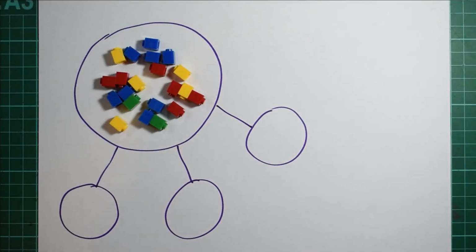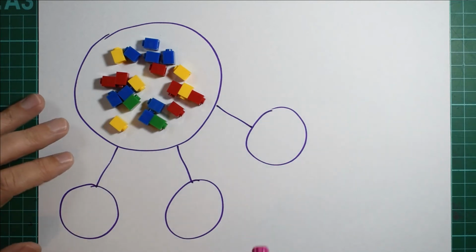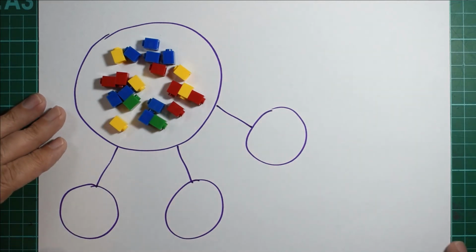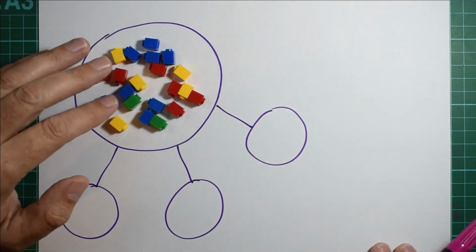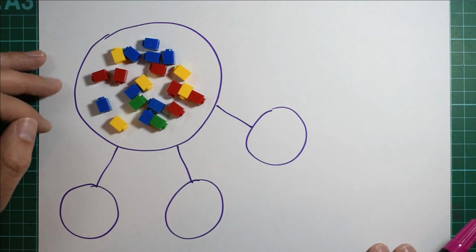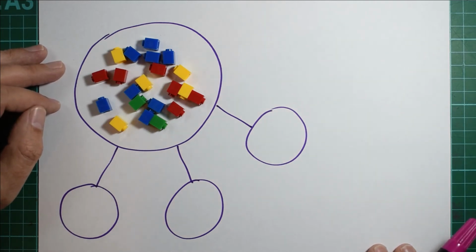Okay, here's a new one for you to have a look at. This is the sort of thing you could try at home just with anything you've got. It could be buttons from the sewing kit. It could be Lego pieces like I've used here. It could be toy cars. Anything you like. Noodles.